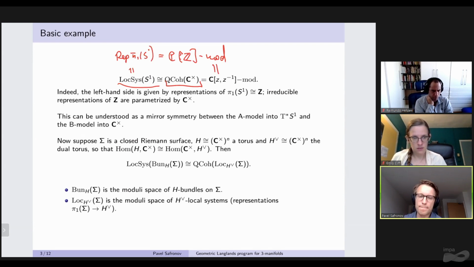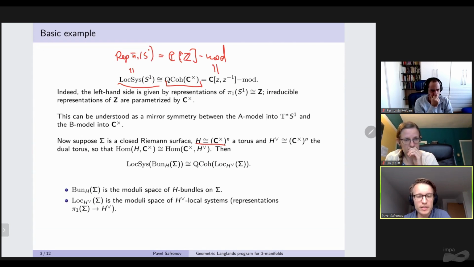Okay. Let's try to generalize this example a little bit. So what I'm going to do is I'm going to take, instead of a single S1, a bunch of copies of S1. And then a little bit more geometry. So let's say you have a closed Riemann surface sigma, and let's take some algebraic torus, so C star to the n, call it H.